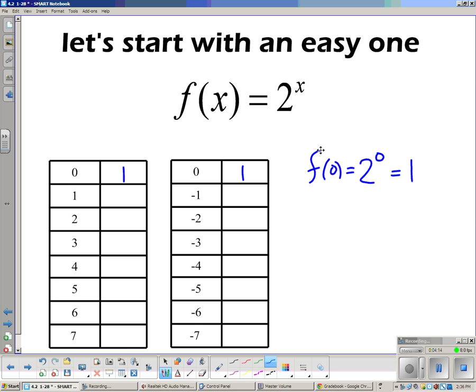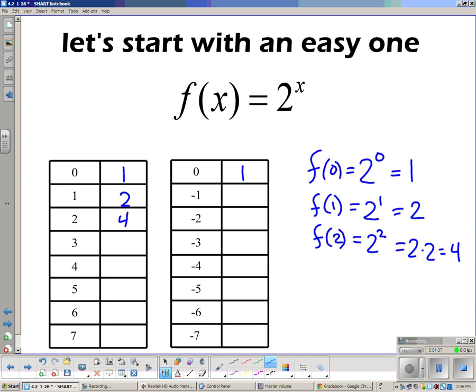Let's do the positives first. So the function, and we can put a 1. We have 2 to the first power, so we know that that's 2. Now if we plug in a 2, we get 2 to the second power, which we know is 2 times 2, or 4.